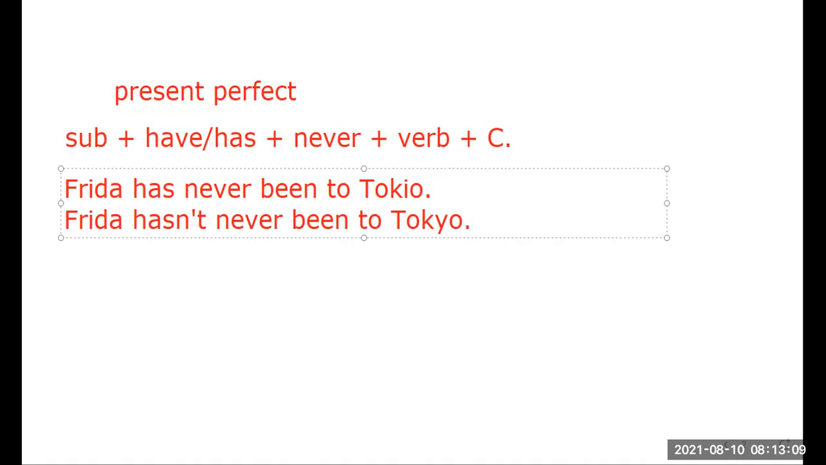So this part is incorrect. Why is it incorrect? Because I cannot say two negative statements. I cannot write two negative expressions or two negative auxiliary verbs. So I use hasn't been or haven't been, or has never or have never. But I cannot use hasn't never, haven't never.